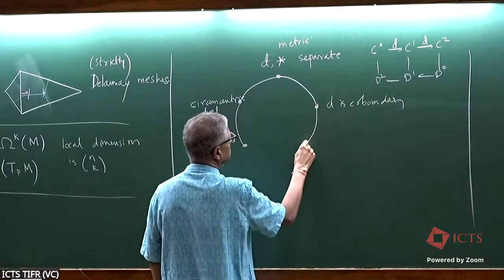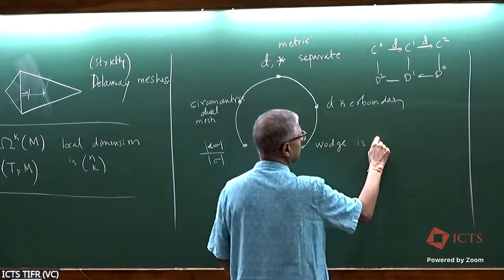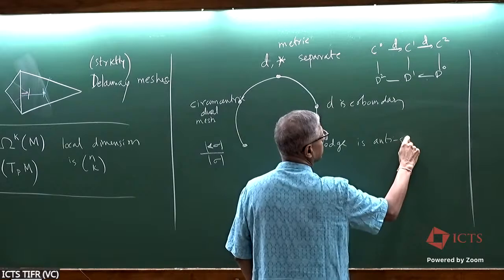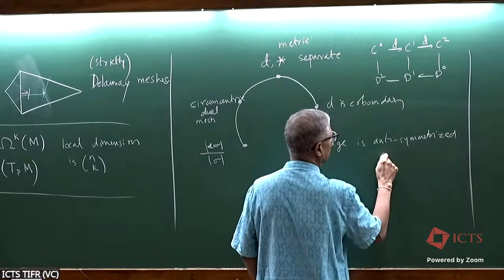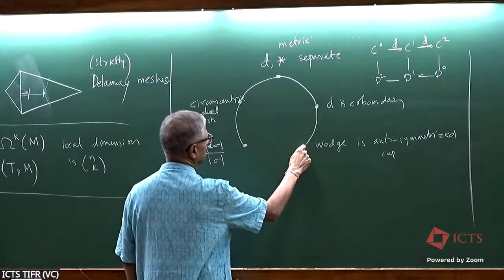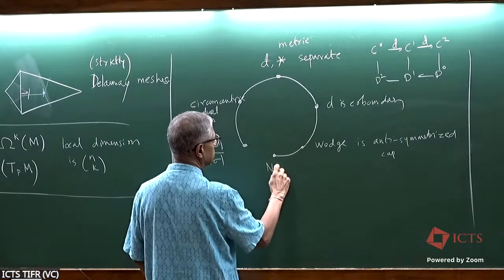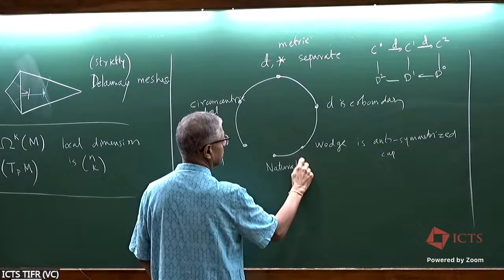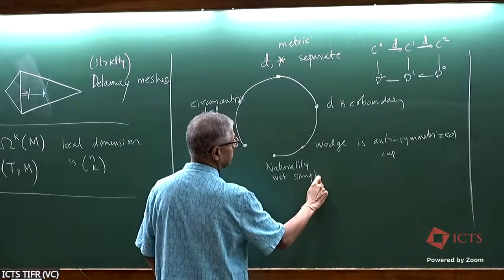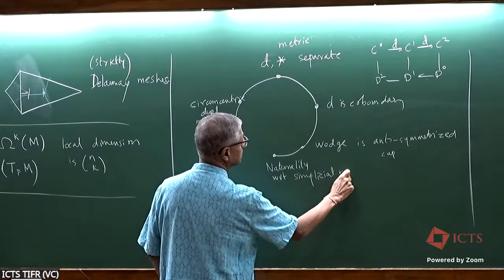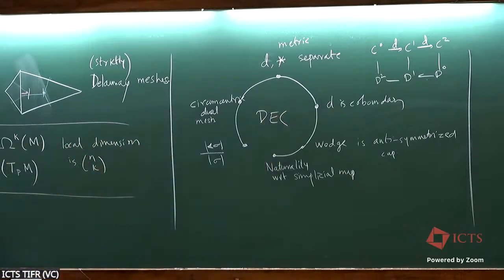And wedge is anti-symmetrized cup. And a more recent but important thing is the naturality, which is also kind of metric dependent. So that naturality with respect to simplicial maps. So for us, this is the strict definition of when we say DEC, this is what we mean.